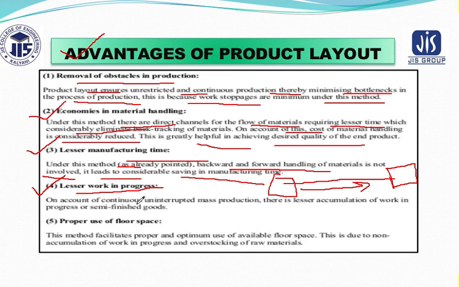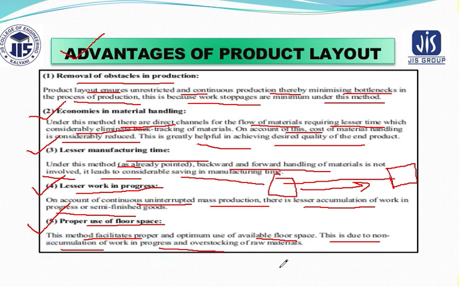On account of continuous uninterrupted mass production, there is also lesser accumulation of work in progress or semi-finished goods. And finally, that is the proper use of the floor space. This method basically facilitates proper and optimum use of available floor space, and this is due to non-accumulation of work in progress and overstocking of raw materials.